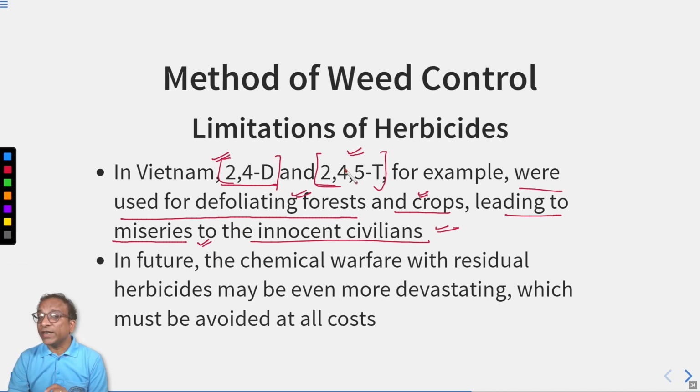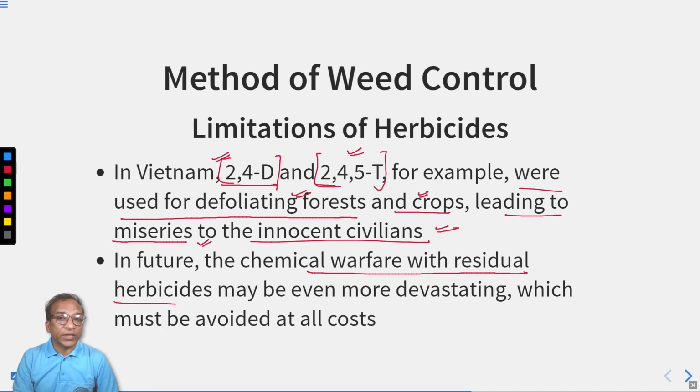So that is why it is said that using a herbicide is a skill-based activity. Once anyone is using this herbicide, he must know the ins and outs of it. He must have knowledge of herbicides, how to use them, and also identify the weeds. In future, chemical warfare with residual herbicide may be even more devastating, which must be avoided at all cost.